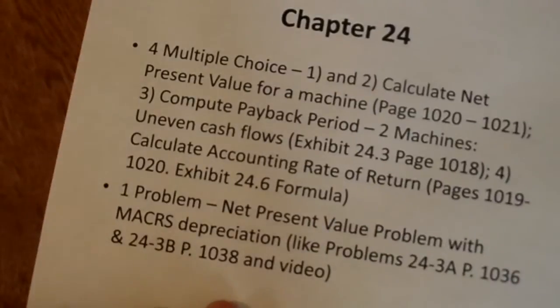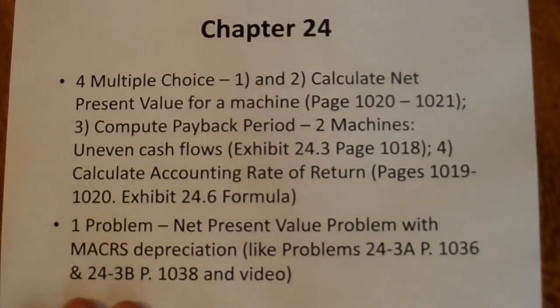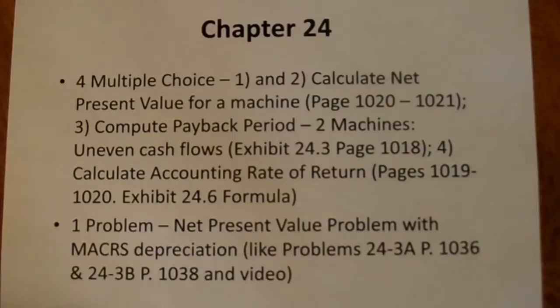Now, if you look, there's really a lot on this test from chapter 24, and that should please you because that's the most recent chapter that you've been dealing with. So there are 4 multiple choice questions. Question number 1 and number 2 are calculate the net present value for a machine, and that's discussed on page 1020 and 1021. Let's go ahead and move down to the problem for a minute and notice it's another net present value problem.